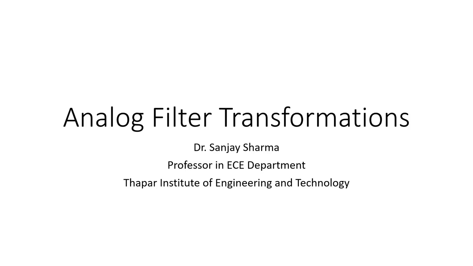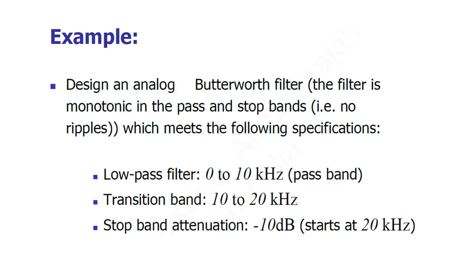Today we will discuss analog filter transformations, because the strategy adopted in the design of Butterworth filters was that we will design a prototype low pass filter first, and then apply transformations so that the prototype low pass filter can be converted into either a high pass filter, a band pass filter, or a band stop filter. In the design of the Butterworth filter, we saw that it is maximally flat in the pass band, and the frequency response is monotonically decreasing throughout both the pass band and the stop band.